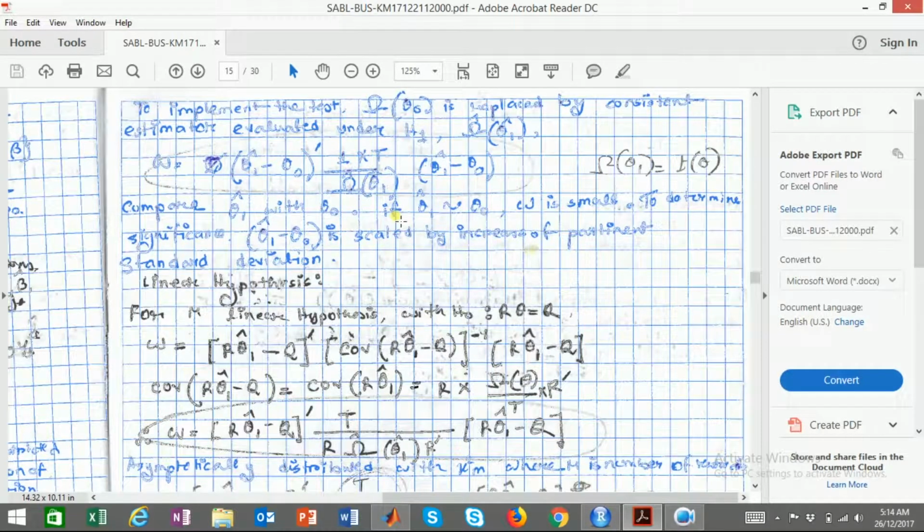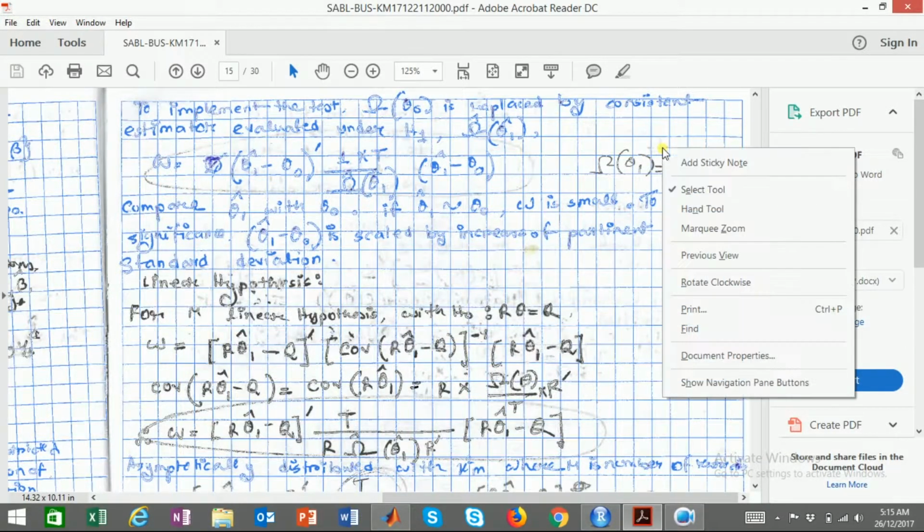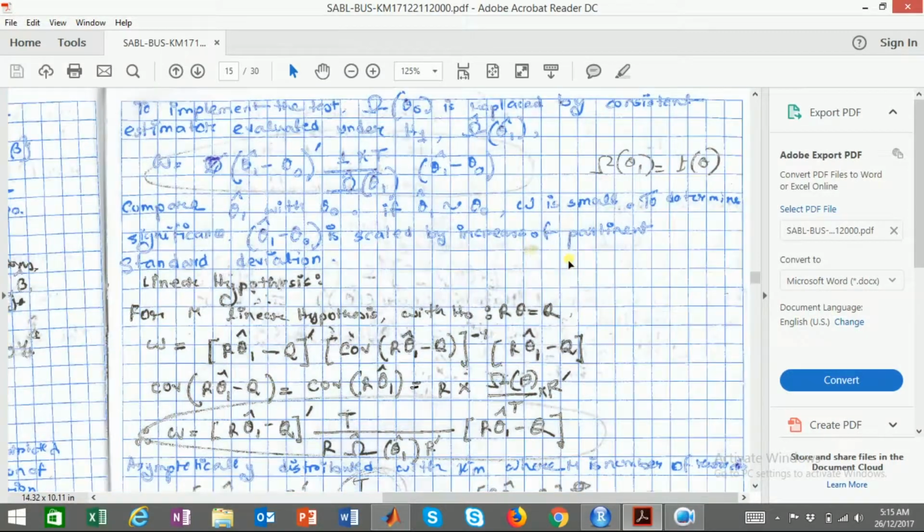Compare theta 1 hat with theta naught. If theta 1 hat is approximately the same as theta naught, or converges to theta naught, the Wald statistic will be small. To determine significance, theta 1 minus theta naught is scaled by the pertinent standard deviation. So V helps us by giving us the standard deviation, and we need to scale by it. If the Wald statistic is small, they converge, which is expected under the null. There is no loss of information.